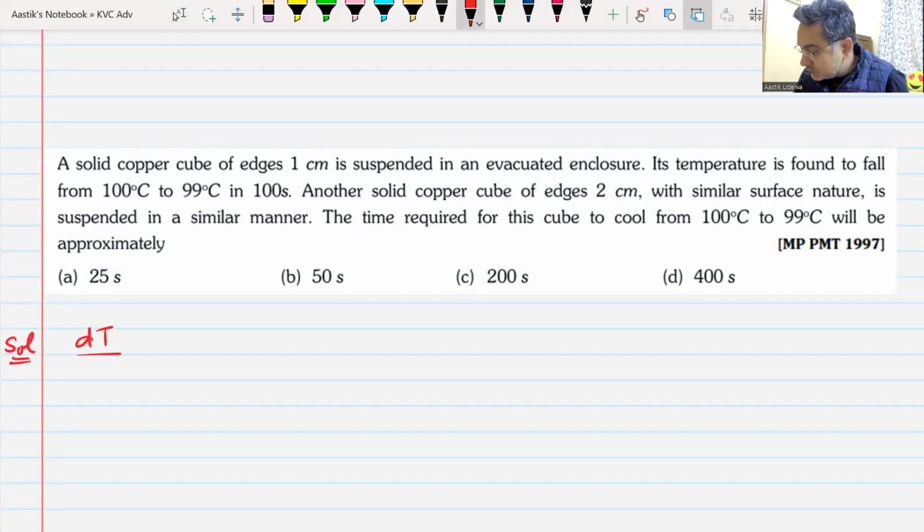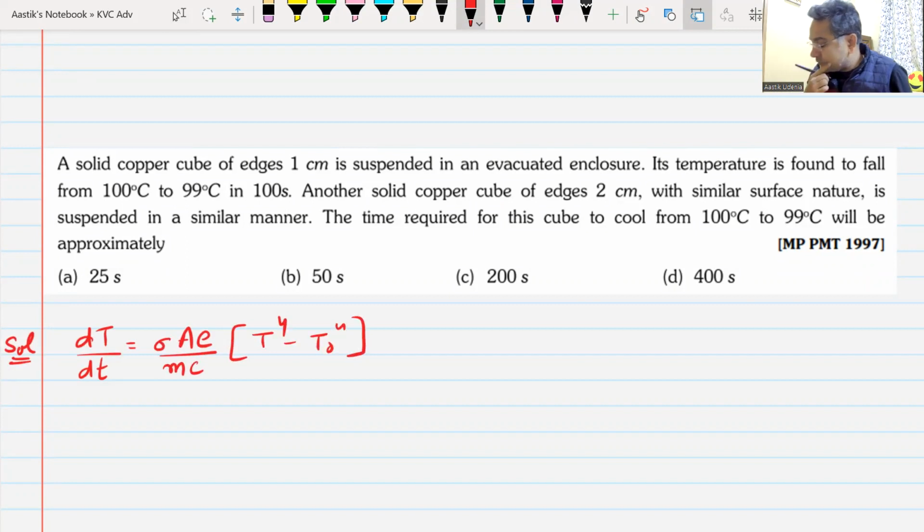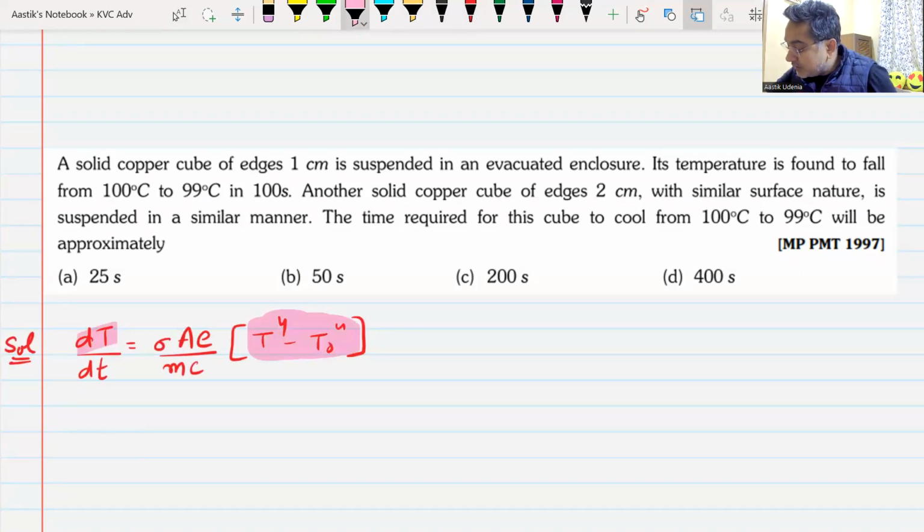This is the rate of change of temperature. If I talk about rate of change of temperature, it is equal to E sigma A divided by M into C, T raised to the power 4 minus T naught raised to the power 4. The change in temperature is same. The surrounding and the body temperature is same. The specific heat is same. E is same. Sigma is same. So dT is proportional to 1 by dt is proportional to A by M.